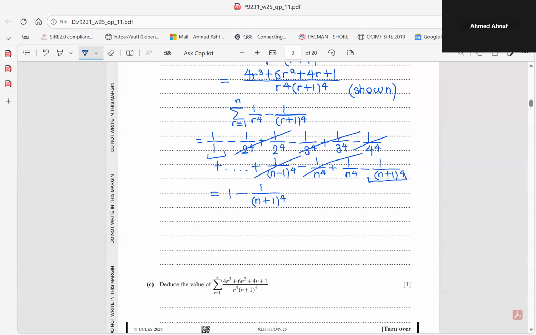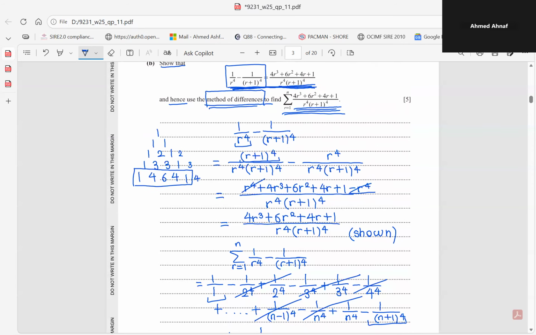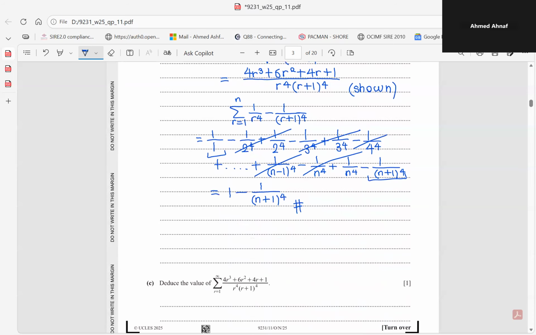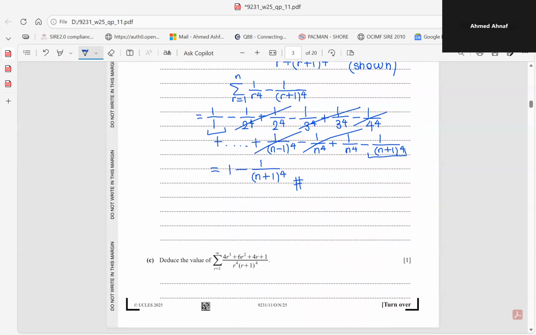So in short, for method of differences, figure out what the pattern is, and the common terms that you can strike off, and the location of the common terms that you can strike off, so that you would end up with just two terms. All right, so this would be our final answer for this second part. Let's move on to the last part.